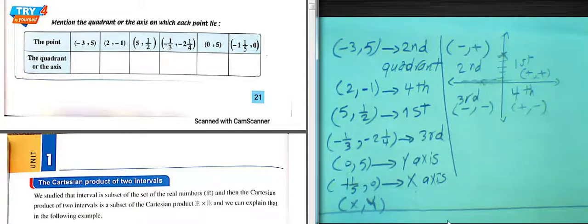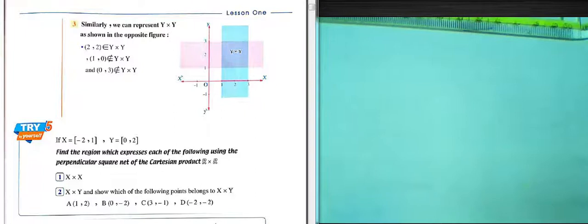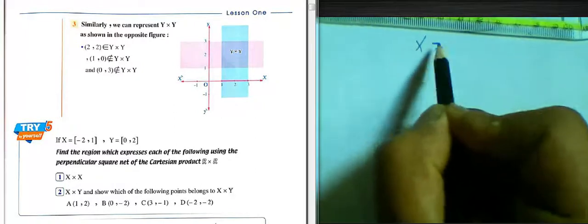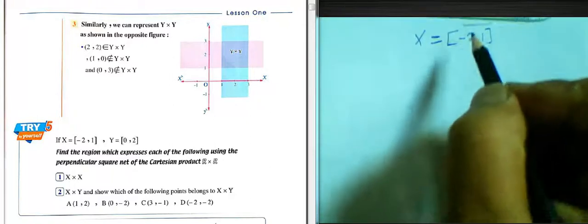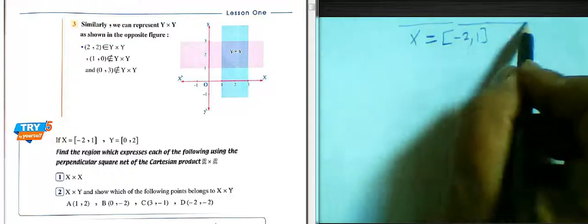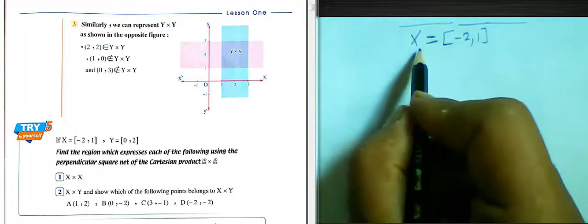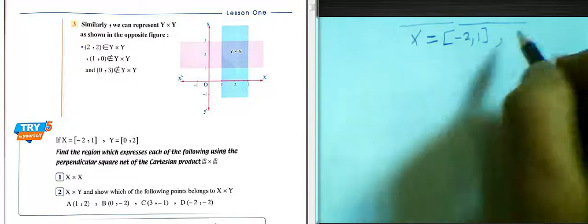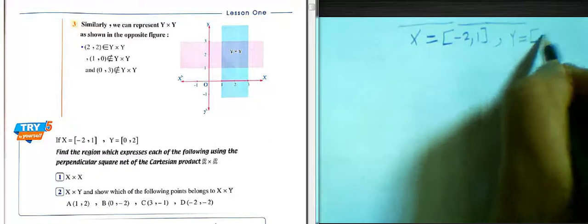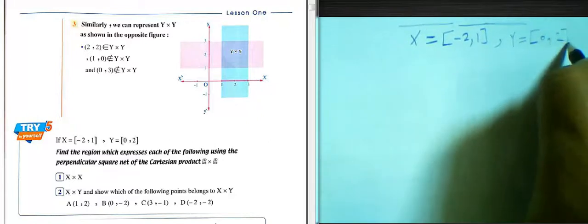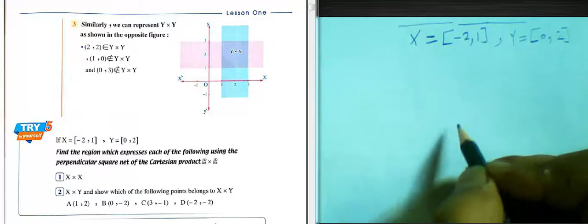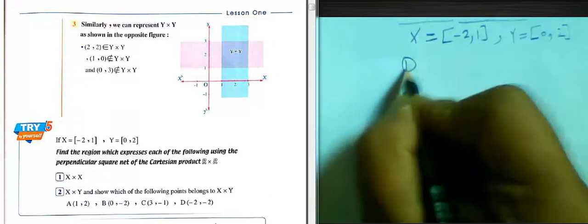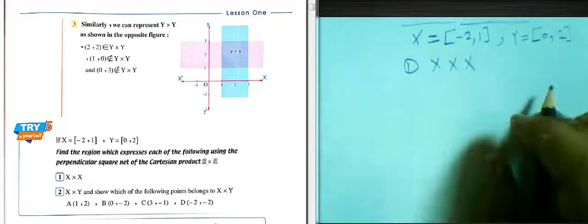Look with me at another example. Now we will have intervals, not brackets. Pay attention with me, okay? Pay attention, x is in the interval from negative 2 to 1, and y from 0 to 2. Find the region which expresses each of the following using the perpendicular axes of the Cartesian plane R2. Number one, we want to find x product x. Who can solve this with me?